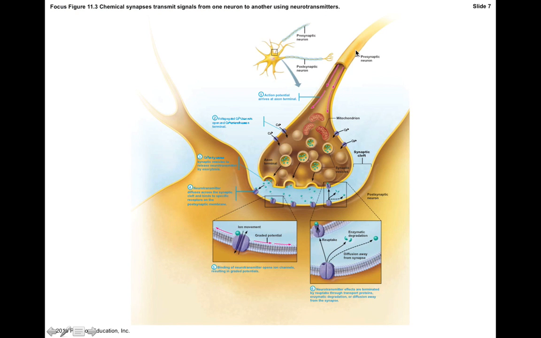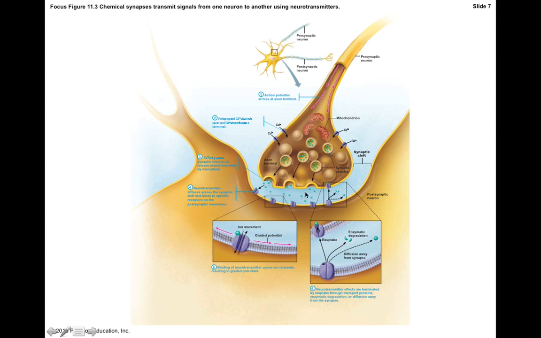Now, just to summarize this process, we see that the action potential can travel down the axon. Once it reaches the axon terminal, it can trigger the opening of these voltage-gated calcium channels. Calcium flows into the axon terminal through its electrochemical gradient, and then once calcium enters, it interacts with synaptotagmin, which then causes these synaptic vesicles to fuse with the membrane of the axon here.